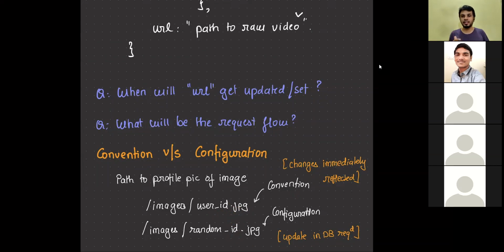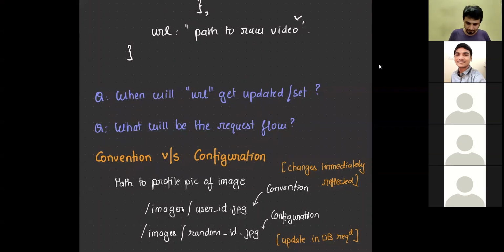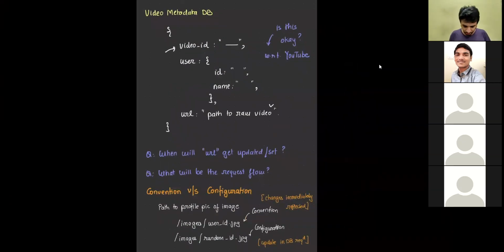So you always need to understand when you can pick convention and when you pick configuration. Here I would go for convention because in the user's feed there would be a plethora of places where, once the photo is uploaded, people would really want to see the profile pic updated in real time. So I would go for convention over configuration.